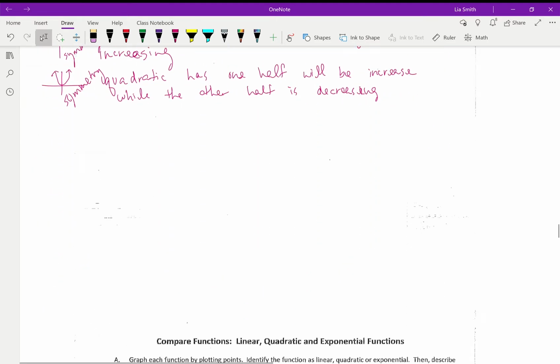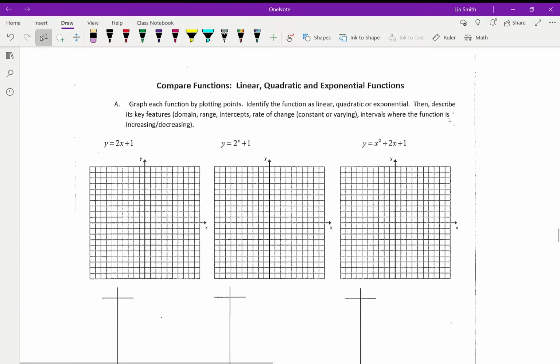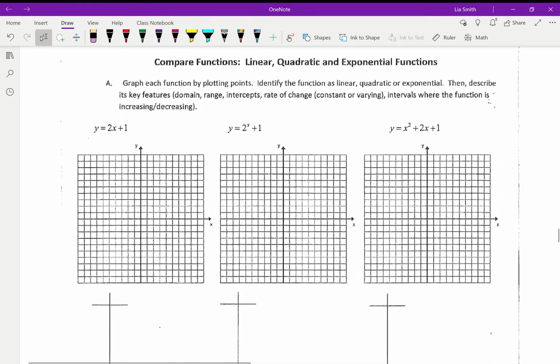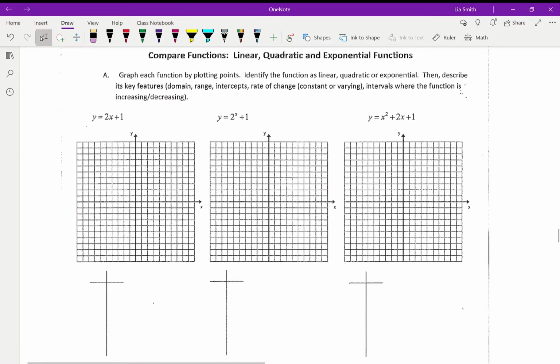So let's see some of these in action. Let's compare some linear, quadratic, and exponential functions. Before we can compare them, you can try to compare them by just looking at the equation, but you're going to get the best comparisons looking at graphs. So let's practice making a table and graphing each of these functions. We have our t-chart down here at the bottom, so we're going to do x values and y values for each of them. To make things less confusing, I'm only going to do one graph at a time.